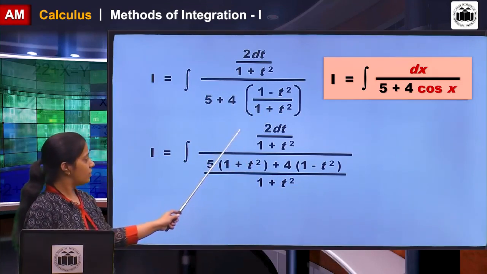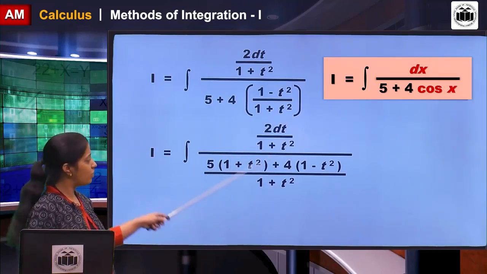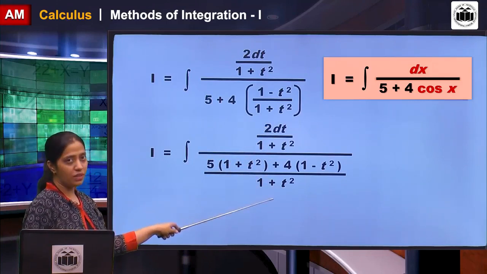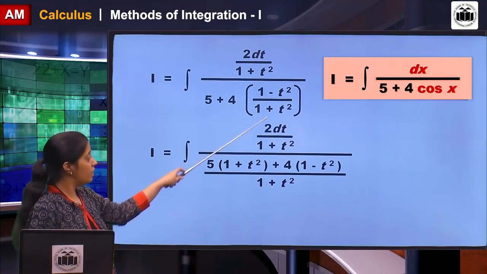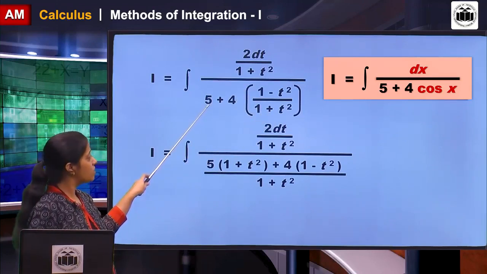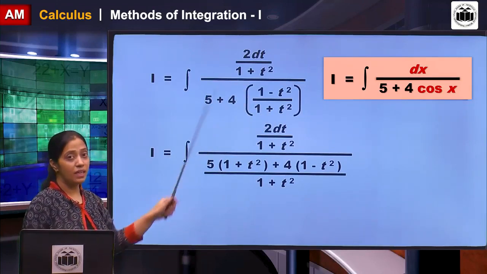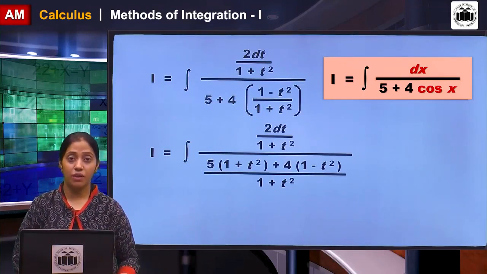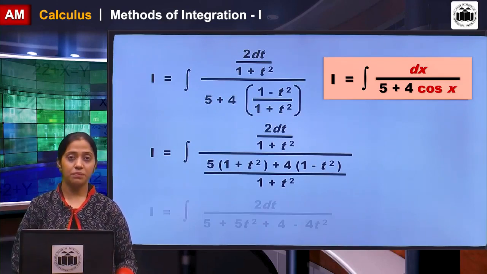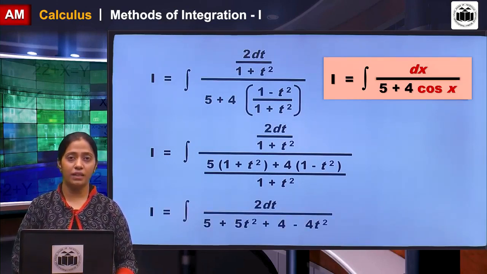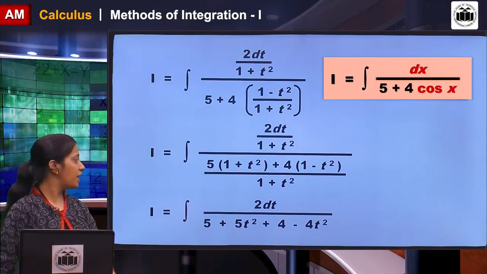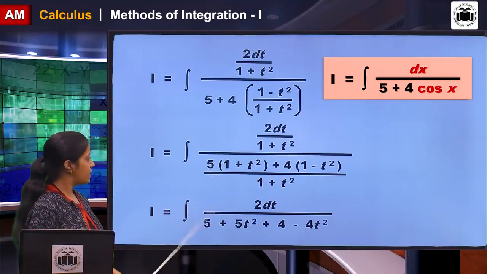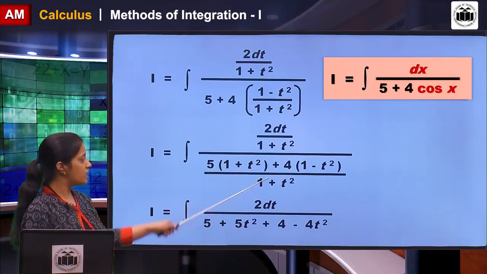So now we can cancel out 1 plus t square and 1 plus t square, because this is the denominator for the numerator and this is the denominator for the denominator. Now we can cancel out, but here we cannot cancel out because we have to first multiply this 5 with 1 plus t square. Is it clear? You have to remember that step. You can't cancel out that 1 plus t square directly. Now definitely you have to open the bracket and simplify it. Multiply the first bracket with 5, the second bracket with 4. So 5 into 1 is 5, 5 into t square is 5t square, this is a plus sign.